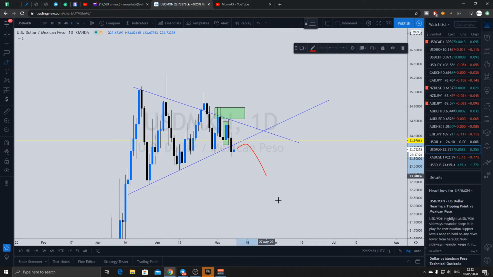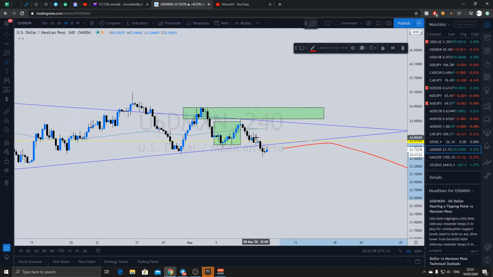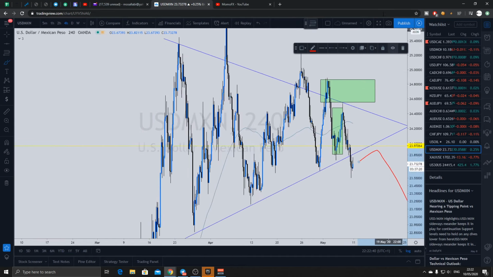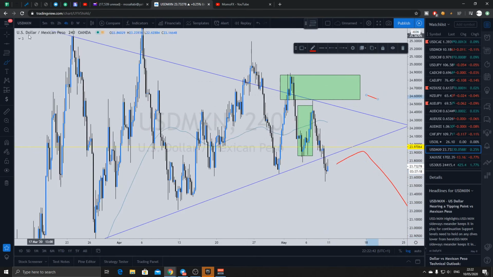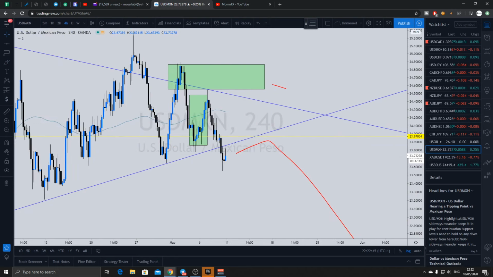Boom, boom. So that's what I'm looking for in USD MXN. For now anyways, guys, we're looking for sells on USD MXN. No more buying. That's it. I'm done. I'm staying out of the buying for now. Right, so CAD CHF for a sell around 0.6.